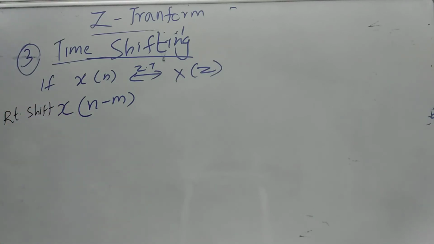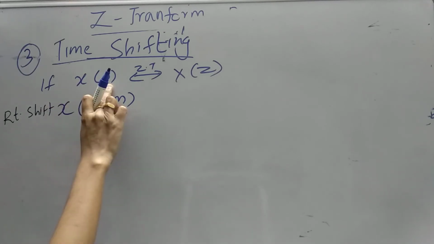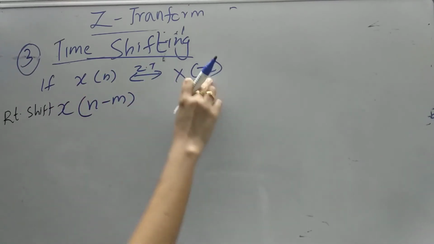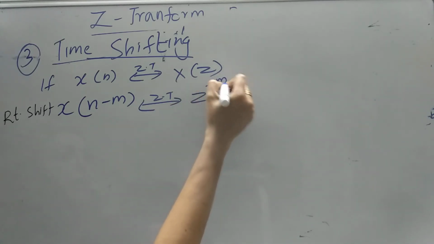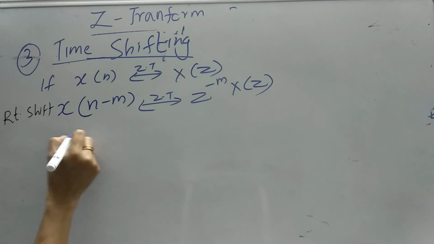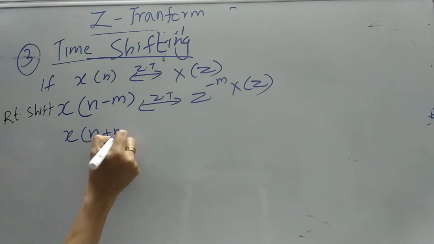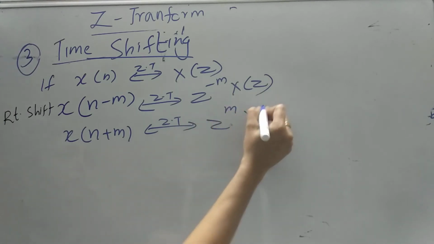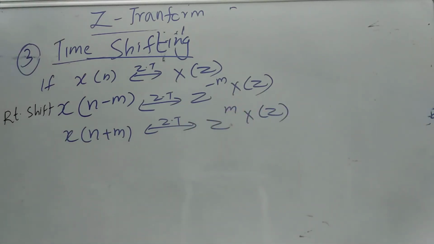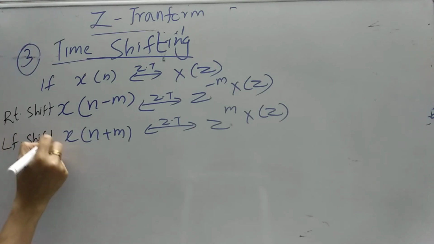So according to the time shifting property, if x of n has a z transform x of z, then x of n minus m will have a z transform z raised to minus m times x of z. And also if it is shifted to the left side, it will have z raised to m times x of z. This is the time shifting property.